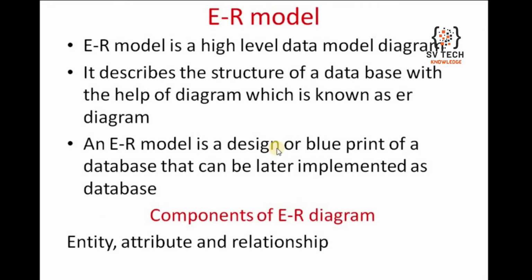ER model. ER model is a high-level data model diagram. ER means entity relationship model. It describes the structure of a database with the help of a diagram which is known as an ER diagram. An ER model is a design or blueprint of a database that can later be implemented as a database design. Components of an ER diagram. Here we have mainly 3 components or basic building blocks of ER model. Those are entity, attribute, and relationship.